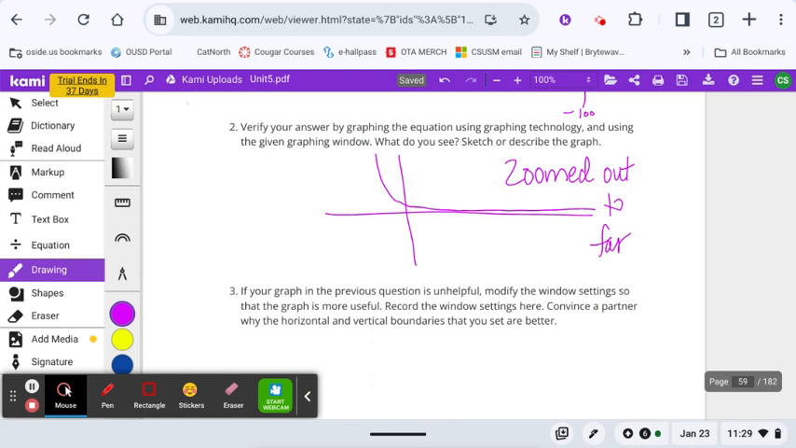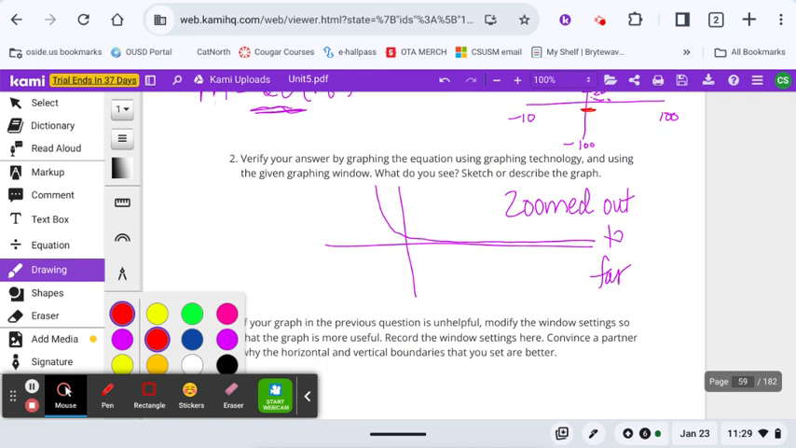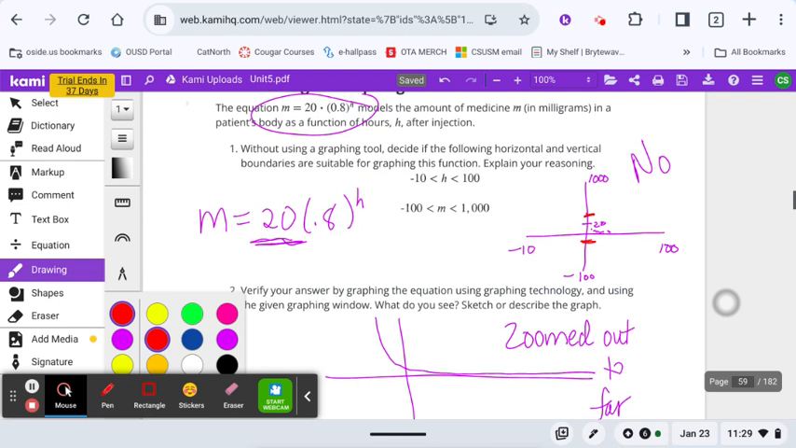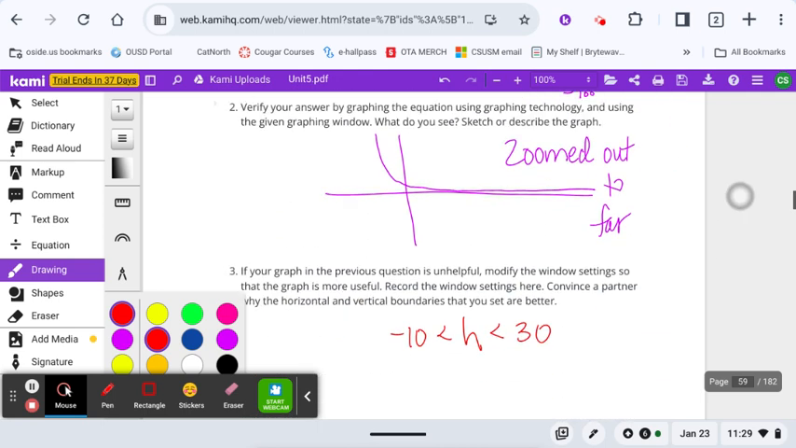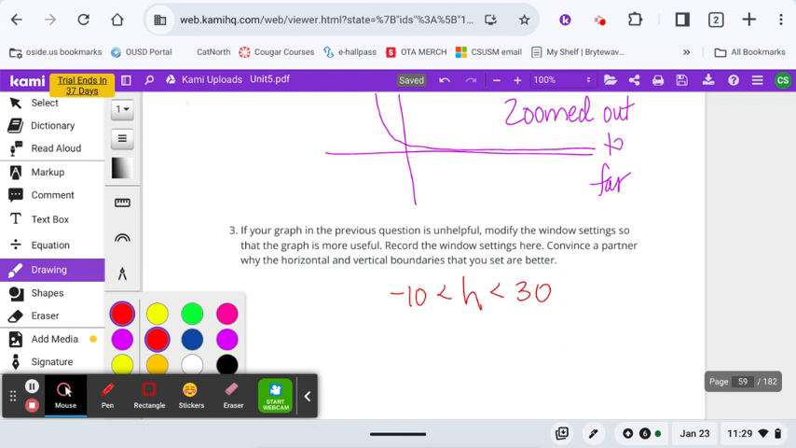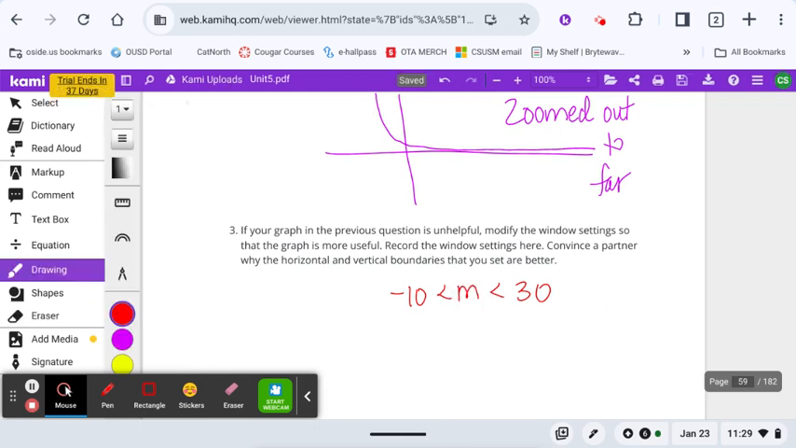We said, how could we adjust this? And students were saying, okay, maybe we only need to go up to like 30 right here and like negative 10. We just need a closer window. And so again, that's the H variable, which is our X axis. Maybe we just go from negative 10 to 30. Sorry, that's our M variable. Let's change that back. So instead of going up to 1,000, let's just go up to 30.